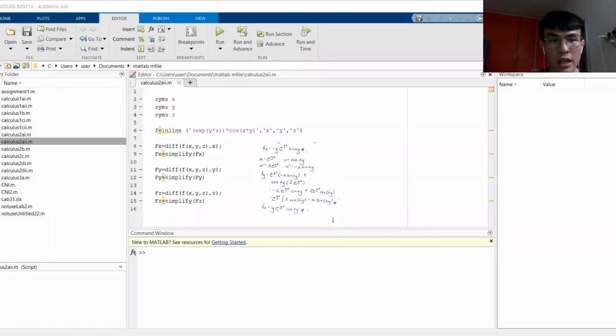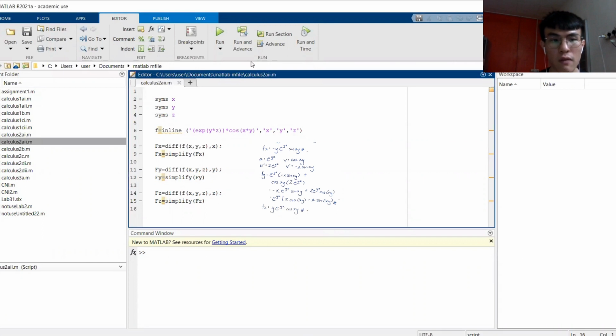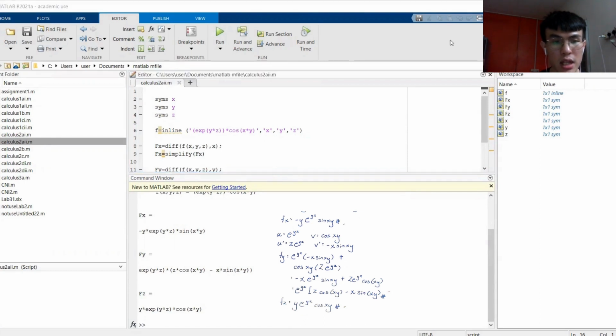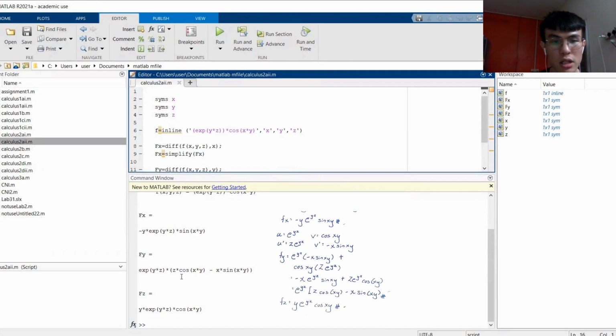Question 2A2, this is the coding for the equation that we use in manual calculation, which is the first partial derivative. The result is fx equal to negative 1 e power yz sin xy, fy equal to e power yz times bracket z cos xy minus x sin xy, fz equal to y e power yz cos xy.